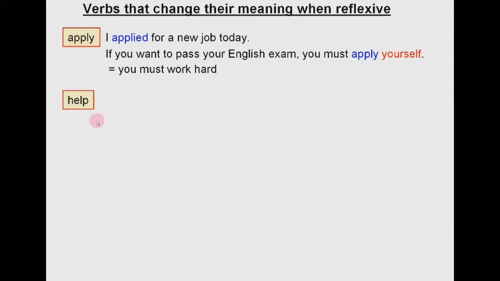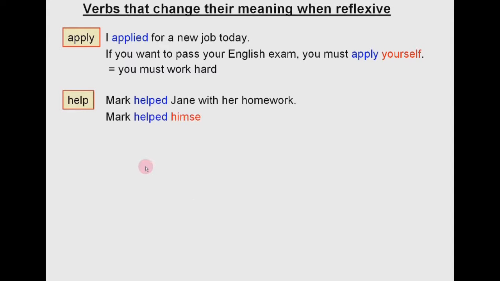Help. I'm sure you all know what help means. It means to assist. Mark helped Jane with her homework. Okay? But the meaning changes when it becomes reflexive. Mark helped himself to a beer. So helped himself, this means Mark took a beer, or he served a beer for himself. Okay, so the meaning is very different.